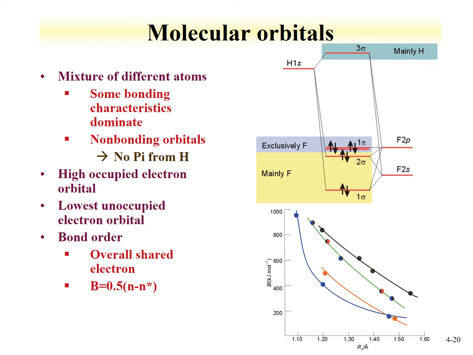The reason we have these non-bonding orbitals here is that the hydrogen does not have any pi orbitals that it can contribute to the bonding, so there's no overlap. And these non-bonding orbitals are going to have energy characteristics very similar to the p orbitals in fluorine.